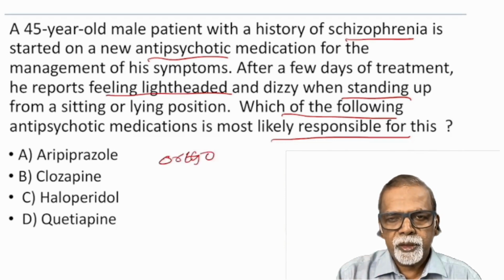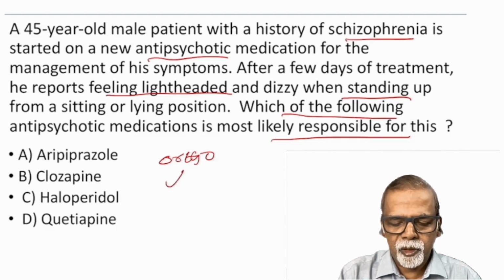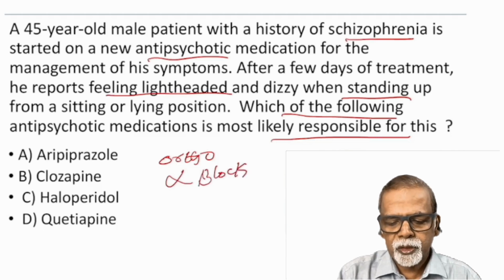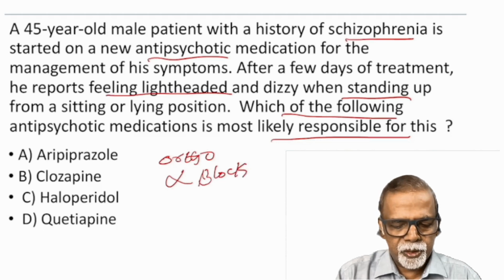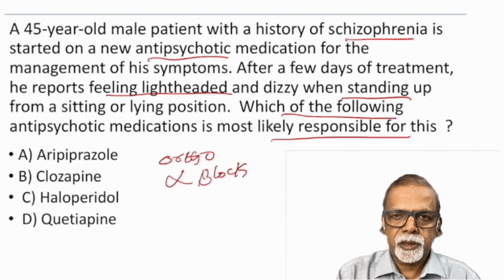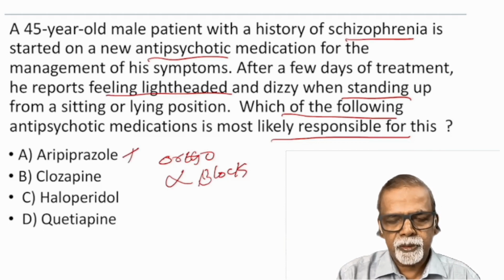So, orthostasis is a side effect of antipsychotics and it is due to alpha blockade. Alpha blockade leads on to vasodilation. And indirectly the question is, which drug has maximum alpha blockade? Aripiprazole is a drug which has partial agonistic action. So, it is unusual for it to produce orthostasis.